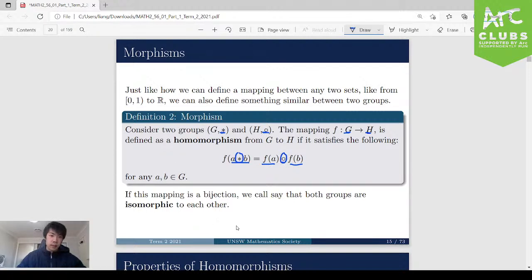And furthermore, if this mapping is a bijection, which means that it's both surjective and injective, we can further say that both groups are isomorphic to each other.